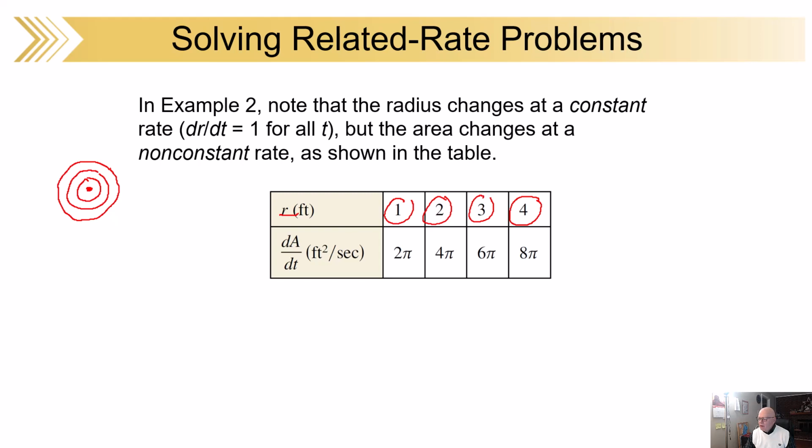How can you tell? Well, we're not going by 1 piece at a time. This isn't going that plus 1. No, it's going up by 2 pi, another 2 pi, another 8 pi, and that's how the area is changing.